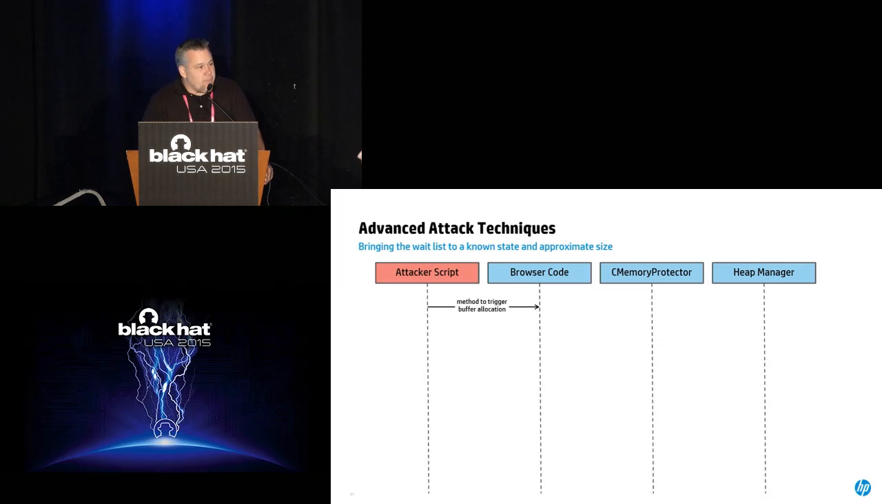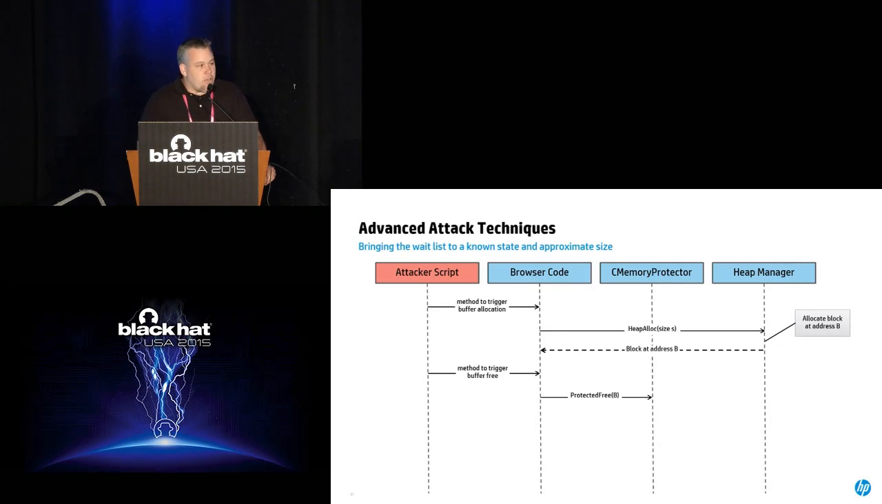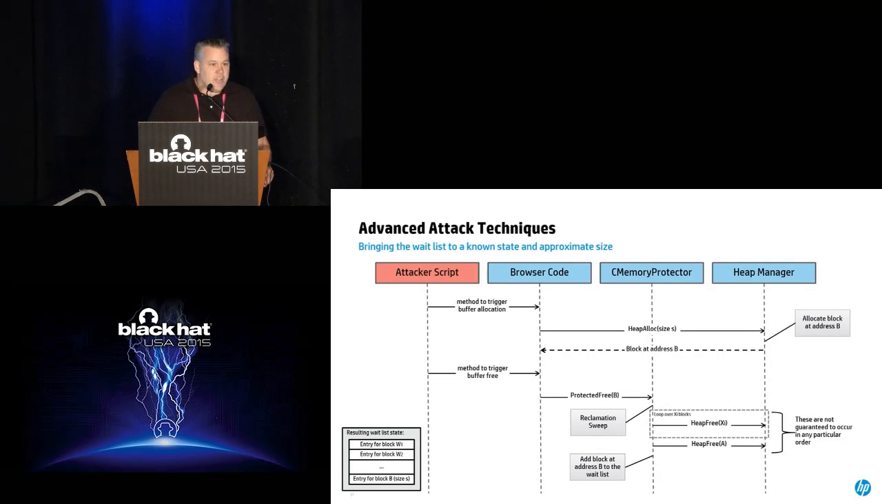So now we're going to prep the waitlist and try to bring it to a known size so that we know exactly when deallocations are going to occur. So we're going to force a reclamation sweep and bring that waitlist into that approximate size. So first we're going to allocate a block of an arbitrary size, we'll call it B. Then we're going to call protected free on that object. And because we're at the point where the code will trigger the reclamation process, it will free block A and free any other blocks that don't have references on there. And after that, it will add block B to the waitlist. So at this time, we have a waitlist in an approximate size and an approximate known state, clearing everything out.